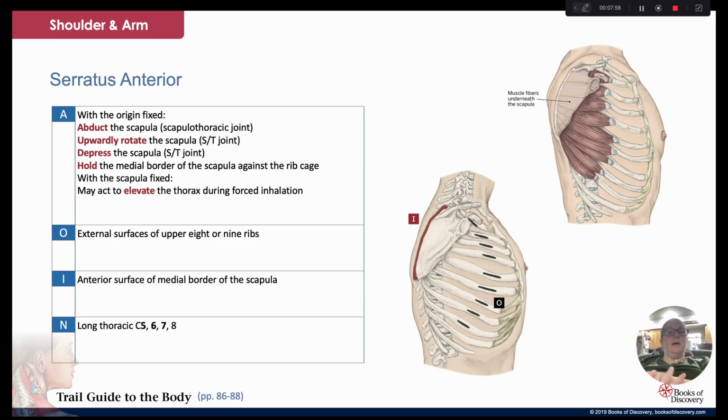When the scapula is fixed, I messed that up before. I meant when the origin is fixed. So when this isn't moving along the ribs, right? Origin here. All right. So when the scapula is fixed, it may act to elevate the thorax during a really forced inhalation, so it'll help elevate that scapula a little bit. So it's out of the way and you can get a bigger, stronger breath.